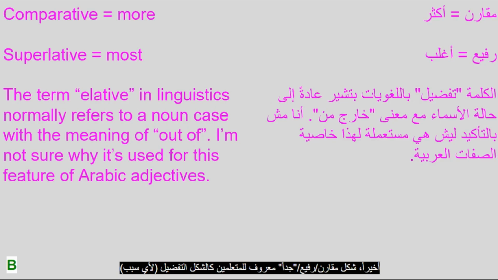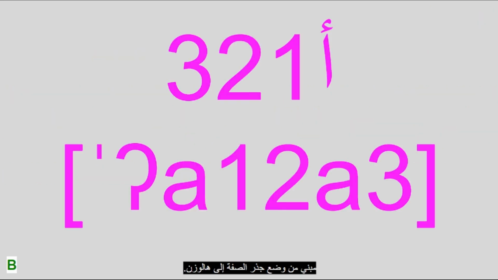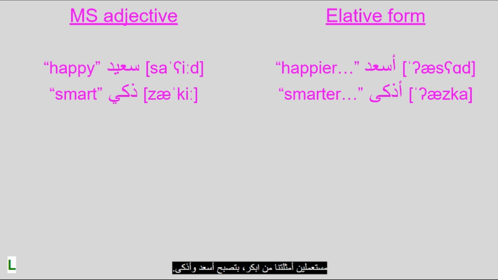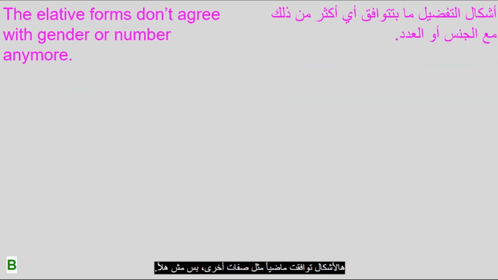Finally, a comparative slash superlative slash very form known to academics as the elative form for some reason is made by putting the root of the adjective into this pattern. Using our examples from earlier, they become as'ad and azka. These forms used to agree like other adjectives, but they don't anymore.